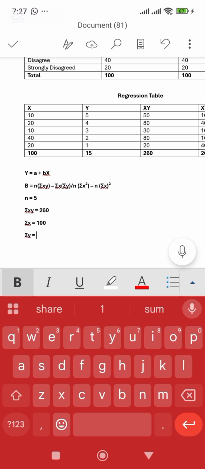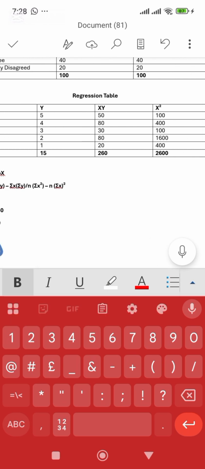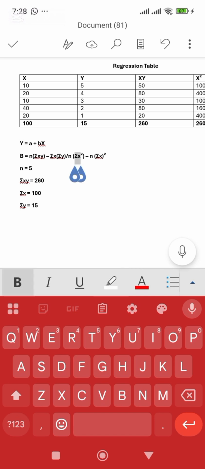But be looking at it now. In this part is where you see your Σx, Σy. The Σx you can obviously see to be 100. The Σy you are seeing there to be 15, right? 15. Then the Σx square.